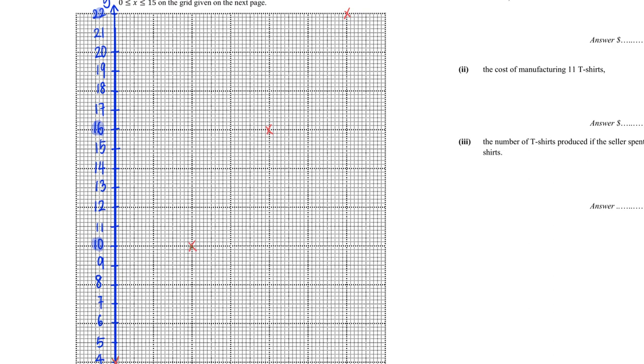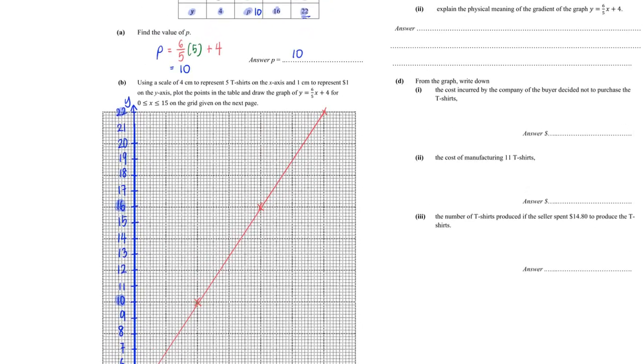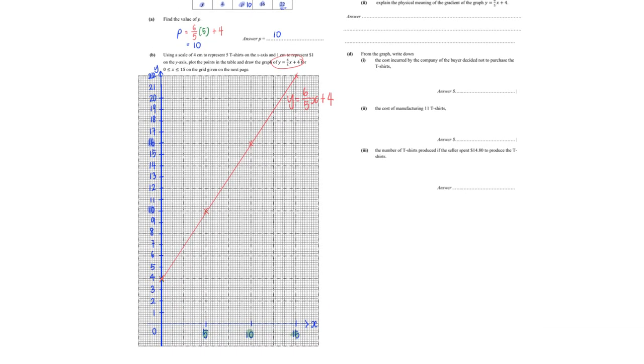Using a ruler. Give me a moment, okay? And please do remember to write the equation of the line. And that concludes this particular part B.